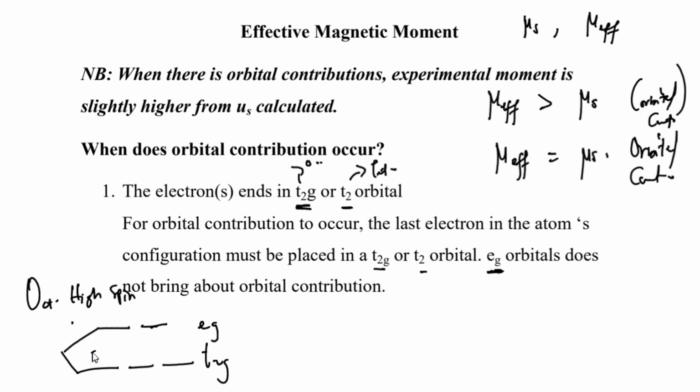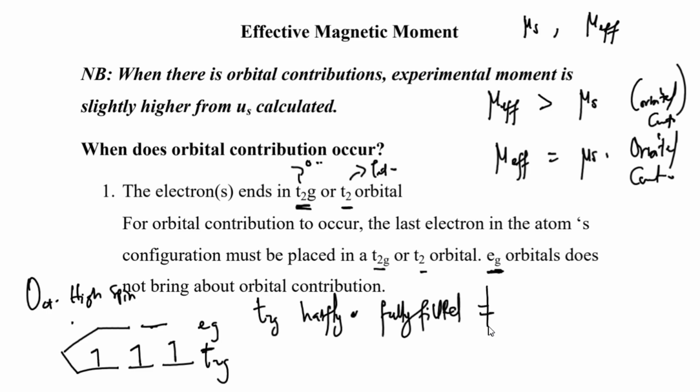For D1, it occupies this, so there's orbital contribution because the last electron is on the T2G orbital. For D2, there's orbital contribution. Now looking at D3, D3 is still on T2G, but this T2G is now completely filled. So when T2G is half or fully filled, there's no orbital contribution.